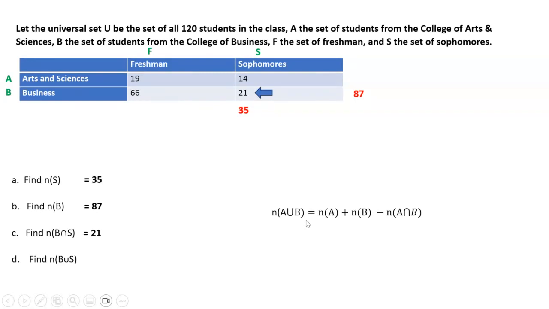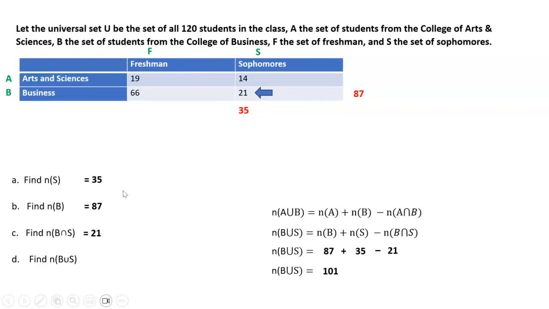Or we can use this formula here. There's a formula to find the union. It's going to be the number of A plus the number of B minus the number where they intersect. So here, we're talking about business and sophomores. The number of business will be 87. The number of sophomores will be 35. Where they intersect will be 21. So the answer will be 87 plus 14, which is 101.